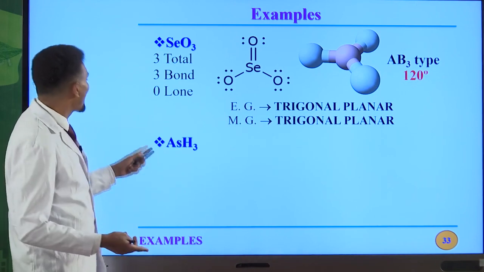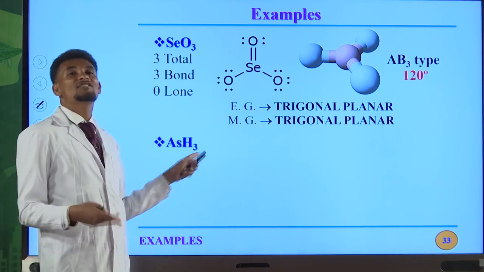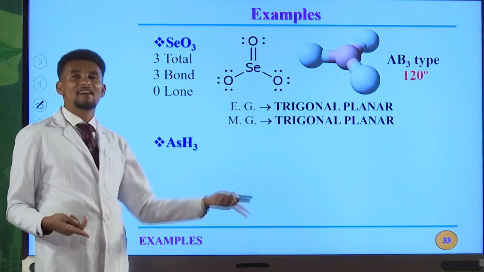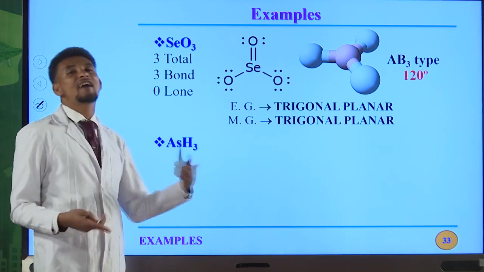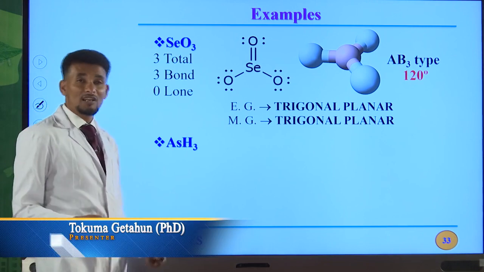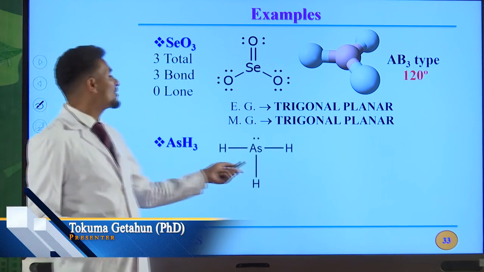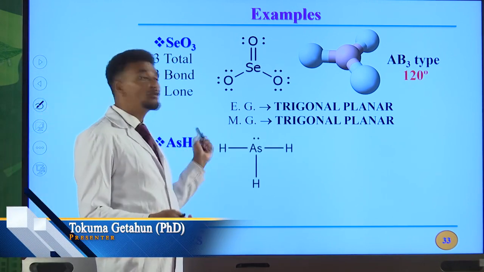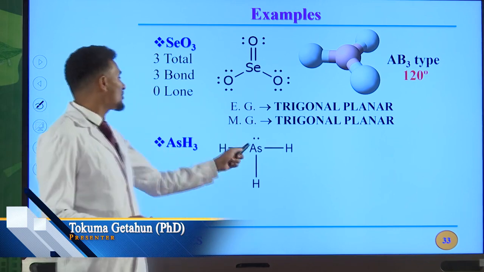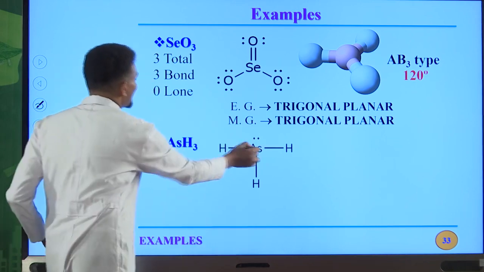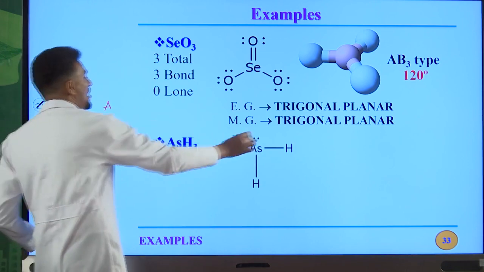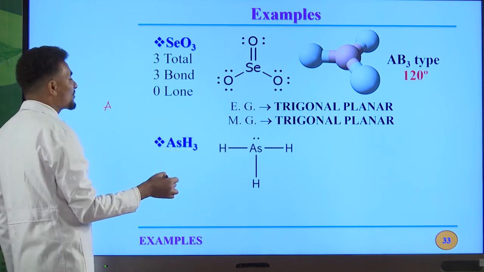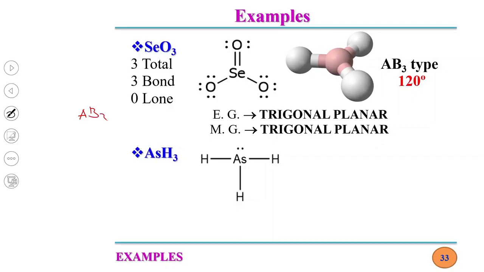Okay, for the second one, AsH3, arsine or arsenic hydride or arsenic trihydride. So this is the name of this molecule. And this is the Lewis structure for the molecule. Try to draw it by yourself, okay? This one is A, the central atom, and we have 3 terminal atoms, hydrogen atoms. So B3. And we have 1 lone pair of electrons, E.